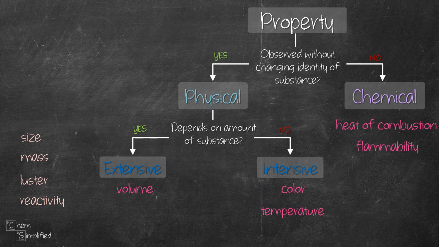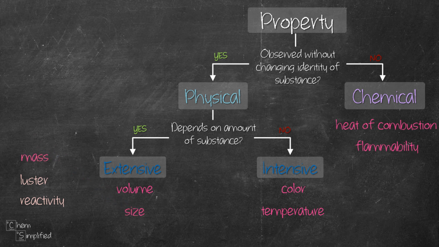Size is something that can be measured without changing the chemical nature of the substance. That makes it a physical property. If we have a lot of that substance, the size is large. If we have very little of it, the size is therefore small. Since it's dependent on the amount of substance, we say size is an extensive property.